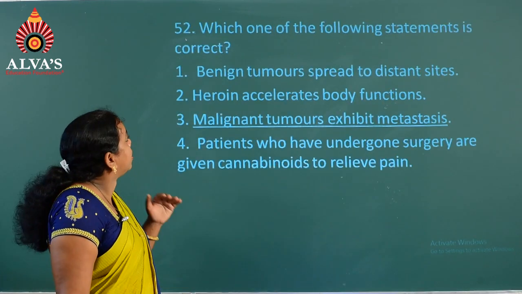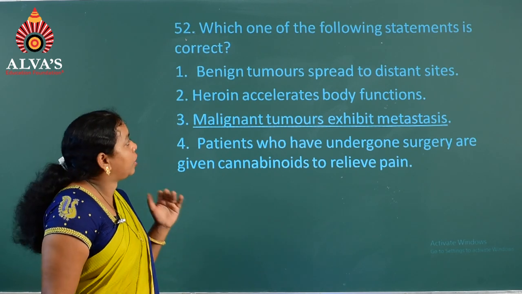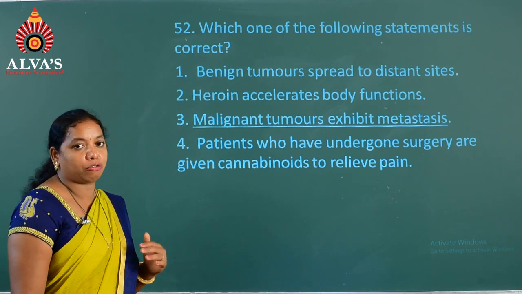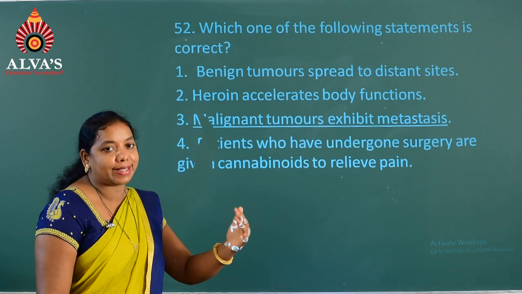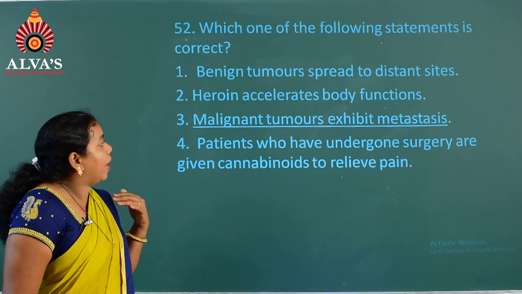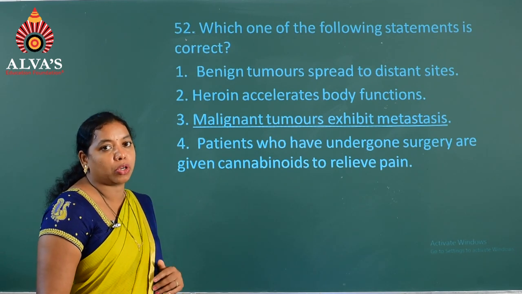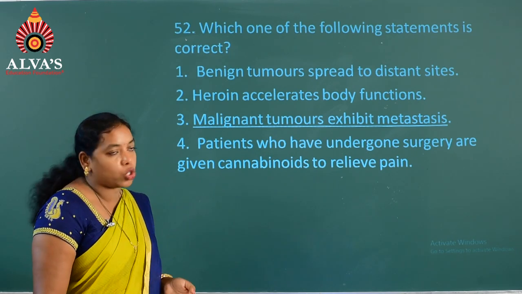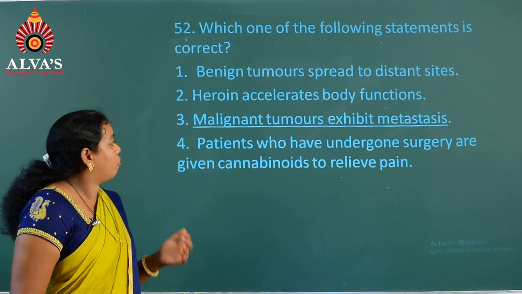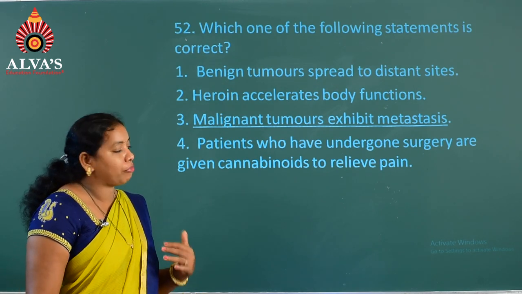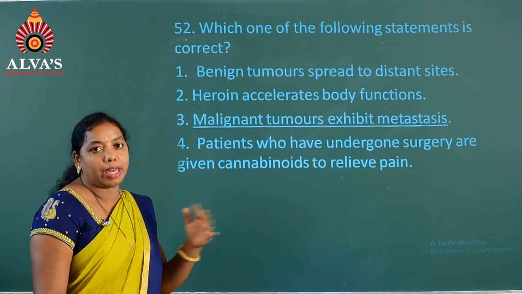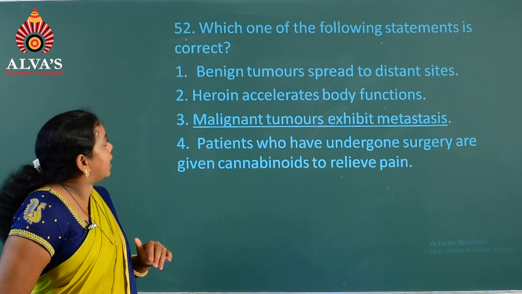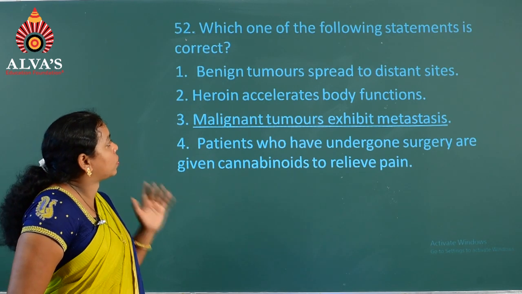Go to the next question, question number 52. Which one of the following statements is correct? First one, benign tumors spread to distant sites. Second one, heroin accelerates body functions. Third one, malignant tumors exhibit metastasis. Fourth one, patients who have undergone surgery are given cannabinoids to relieve pain. So the question is, which of the following statements is correct?